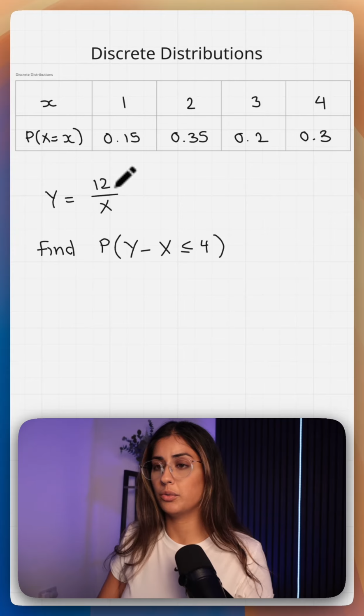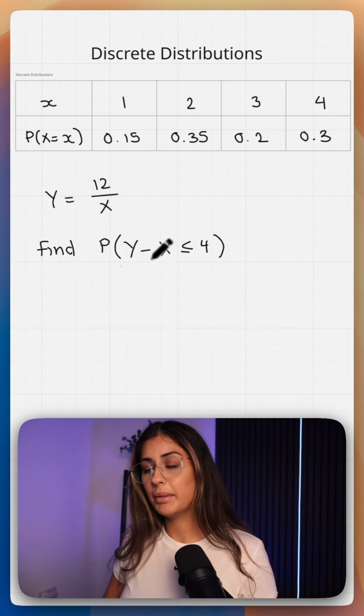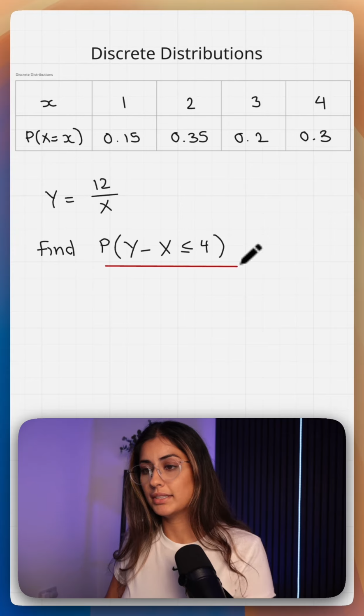Sometimes you might be given coded data in terms of y and be asked to find a probability in terms of y and x, and it's kind of confusing. I'm going to show you how to do this.